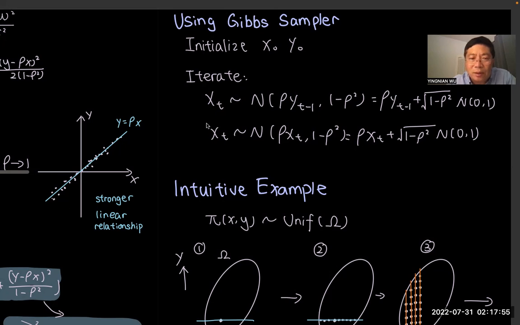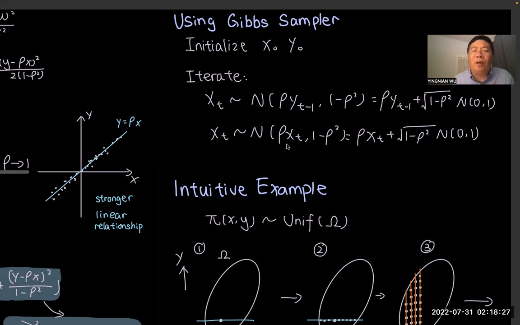After that, you generate yt. Yt is generated from a normal with mean rho times the current value of x, which is xt because you have updated xt, and variance 1 minus rho squared. This can again be written as rho xt plus square root of 1 minus rho squared times a normal 0, 1, which is independent of the previous one. That's how we generate yt, and then we just keep iterating.